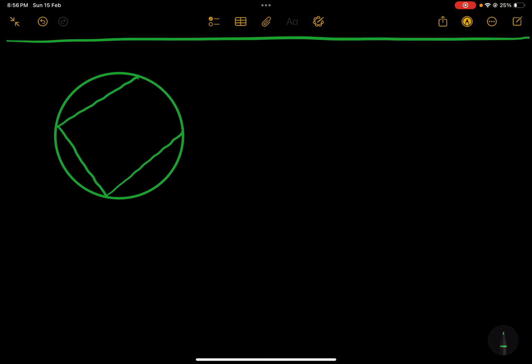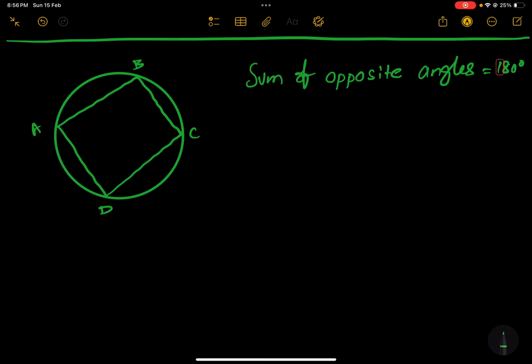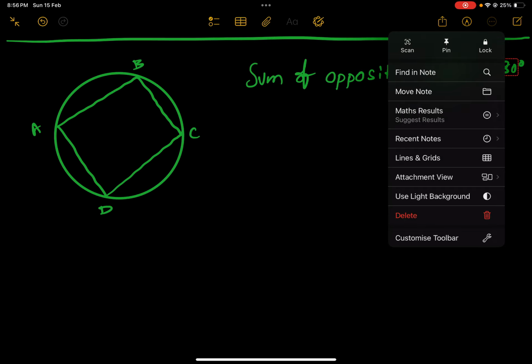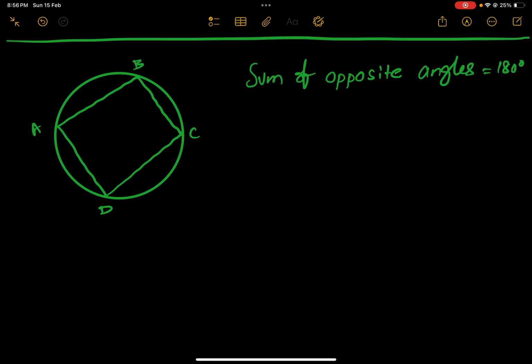Alright, so the first information that is given to us is that this can be inscribed inside a circle. So let us say you have something like this, A, B, C, D. Now what information do you have from this figure? We know that the sum of opposite angles is 180 degrees, because it is a cyclic quadrilateral. This is the information that we get from this particular thing.